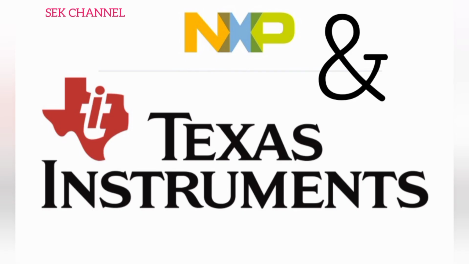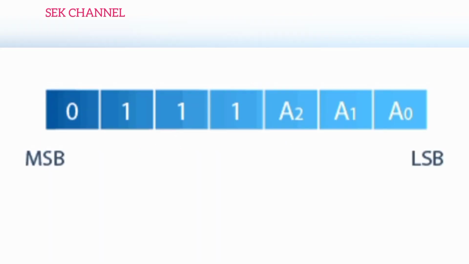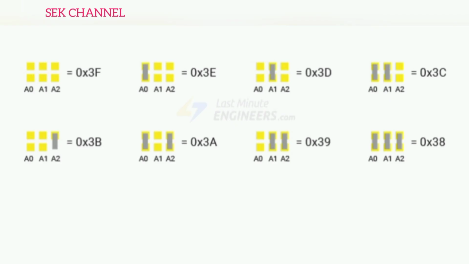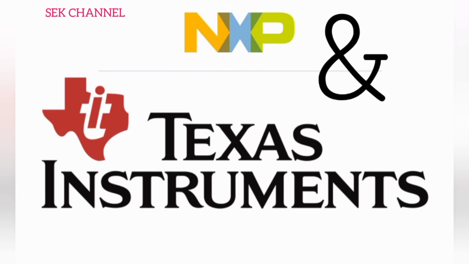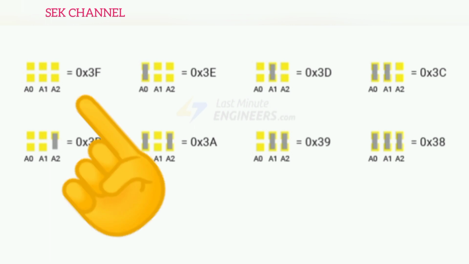There are 3 address inputs which can take 2 states, either high or low. We can therefore create 8 different combinations. The bits in the address register are different in the NXP and Texas Instruments. The default I2C address of the PCF8574 chip of Texas Instruments is 0x27 hex, and in NXP it is 0x3F hex.